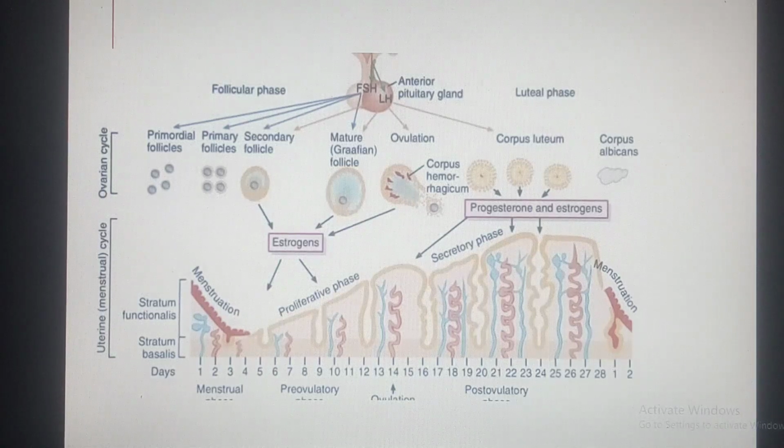One other thing that I want to tell you regarding the lymphatic drainage of the ovary will be through what we call the para-aortic lymph nodes. Again, para-aortic lymph nodes are going to help in that regard. So I hope you find this tutorial very helpful.